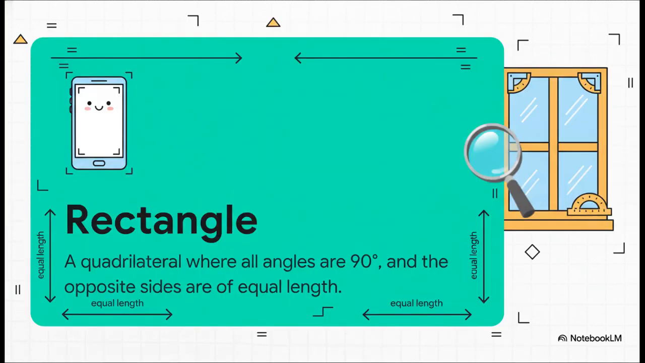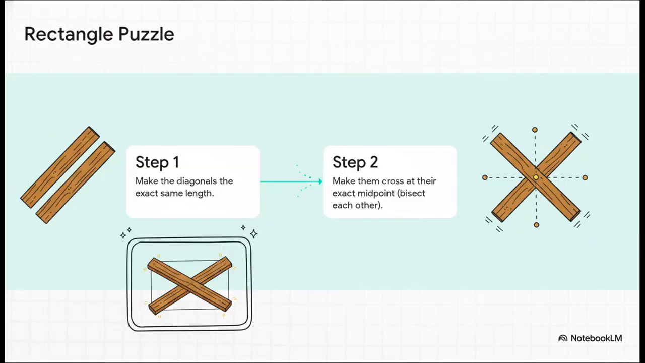Okay, before we solve this, let's just quickly remember what a rectangle even is. It has two non-negotiable rules. One, all four of its corners have to be perfect 90-degree right angles. And two, its opposite sides have to be the exact same length. That's the goal. And the solution?